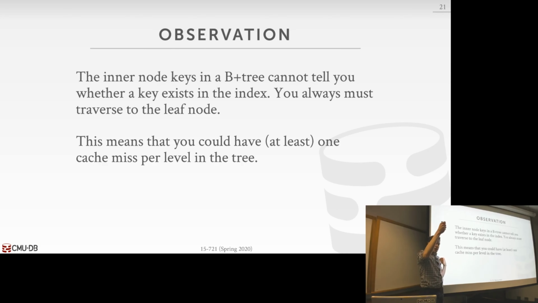If I see that key in an inner node, it may actually not be in the table, because if I delete a key, I don't necessarily remove it from all the inner nodes. It's only through the split and merge process where it could get pruned out, right?